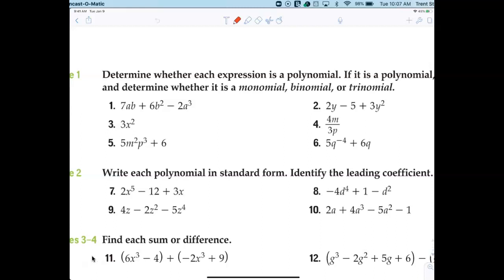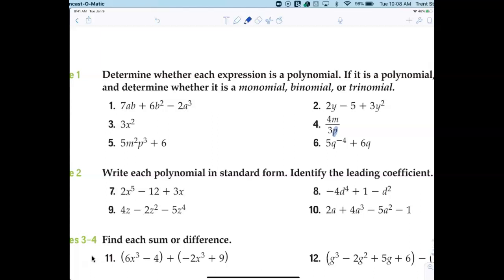Trinomial. Number 3, monomial. Number 4, no. It's not anything. The reason why it's not anything is because of the p, right? There's a variable in the denominator. Variable in the denominator. All right? Because there is a variable in the denominator, it's not considered a polynomial. All right? Is everybody with me?